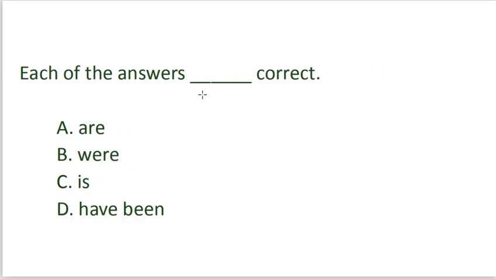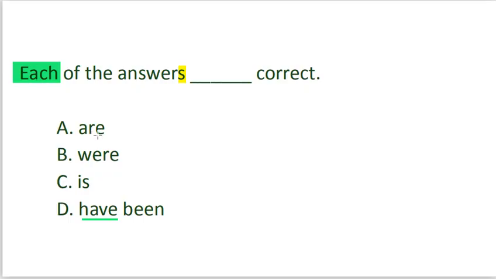Each of the answers dash correct. A. Are. B. Were. C. Is. D. Has been. Look at this sentence again. Each of the answers. Truly, we have more than one answer, it is plural answers. But then we are talking about each of them, every one of the answers. In this case, the subject is singular. Just like the previous question we treated in this same examination, each is singular according to the rule of concord. So we are going to be looking for a singular verb.